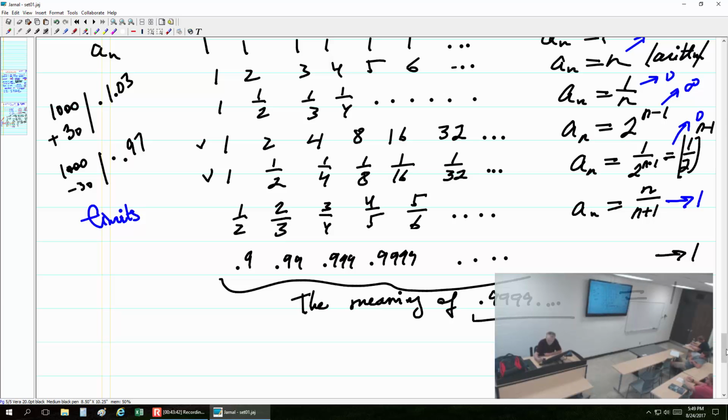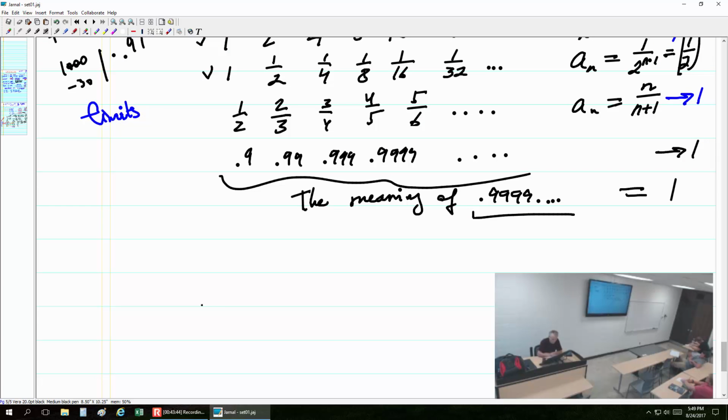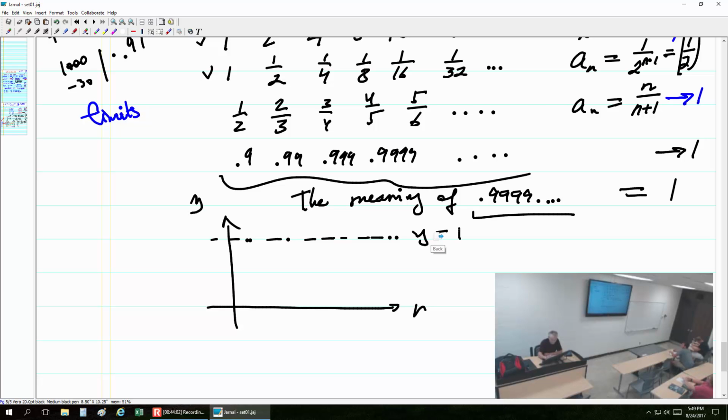Okay, one more example. Let me illustrate what I have here. Visualization is kind of important. So this is y equal to 1. And I could plot these: 0.9, 0.99, like this.